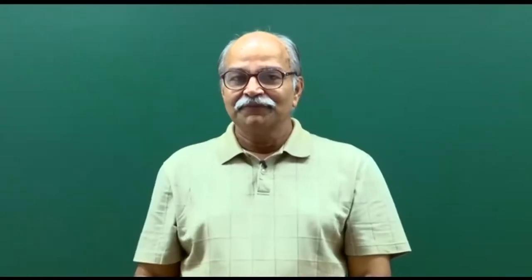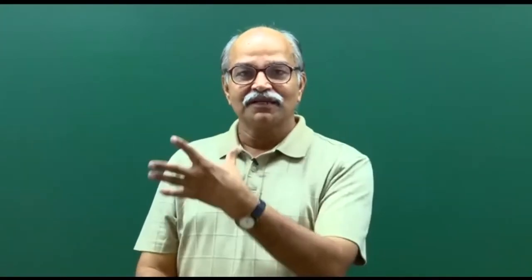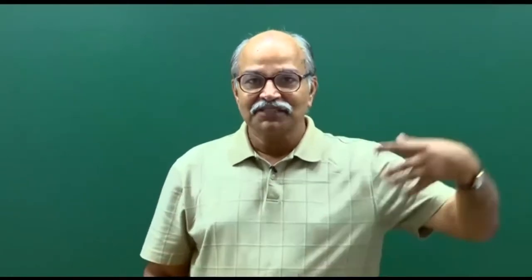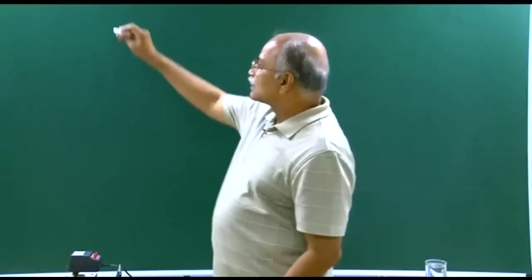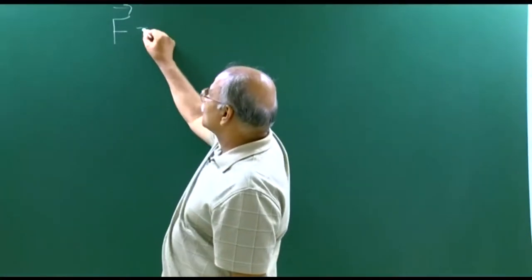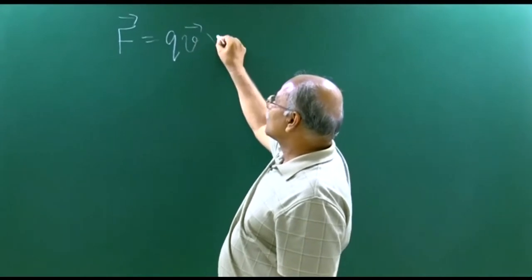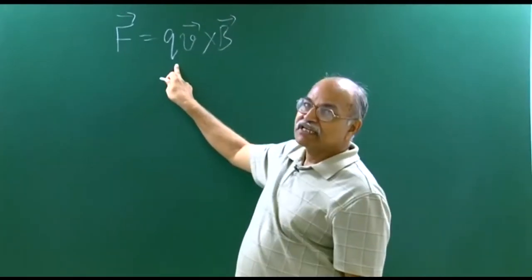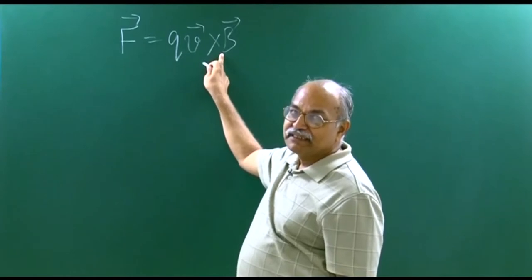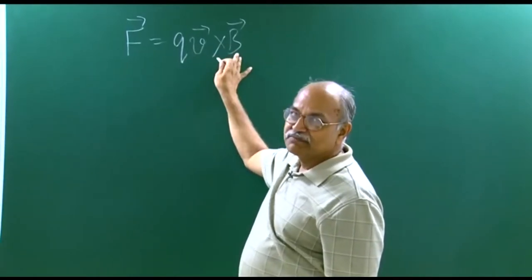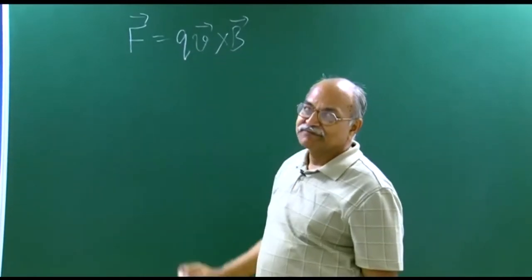So if you have a magnetic field and you send some charged particle there with some velocity, the path will be deflected. So our first experiment will be on this phenomenon, that if a charged particle goes in a magnetic field, it is deflected and it goes along some kind of curved path. You know the equation, force is equal to Q V cross B. If we have a charged particle Q moving with a velocity V placed in a magnetic field B, then the force on this particle because of this B is given by this equation.